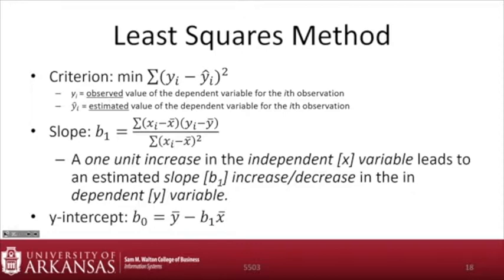So a 1 unit increase in the independent variable leads to an estimated slope increase or decrease, depending on if it's positive or negative, in the dependent variable. Why are these things important? Because these are the way that you tell people what's going on. Showing someone a regression equation may be helpful, maybe not helpful. Explaining to somebody that as you have a unit increase, this changes your outcome, that's something that most people are going to understand.